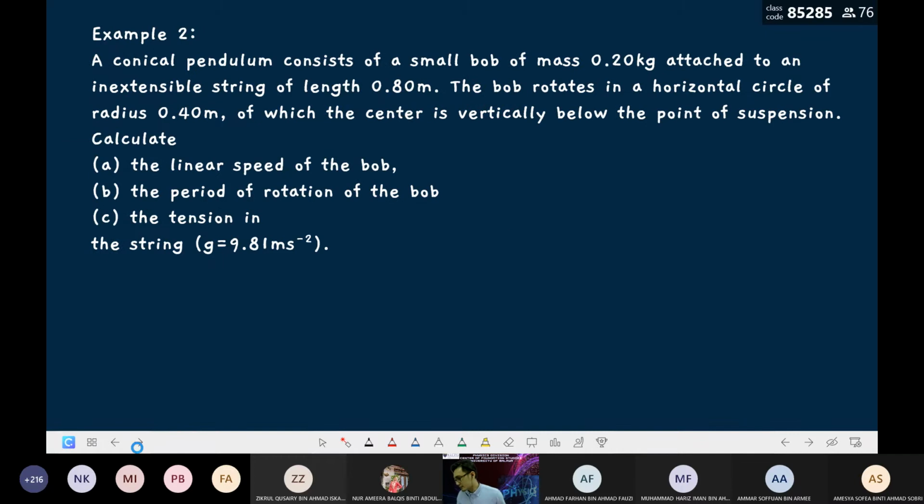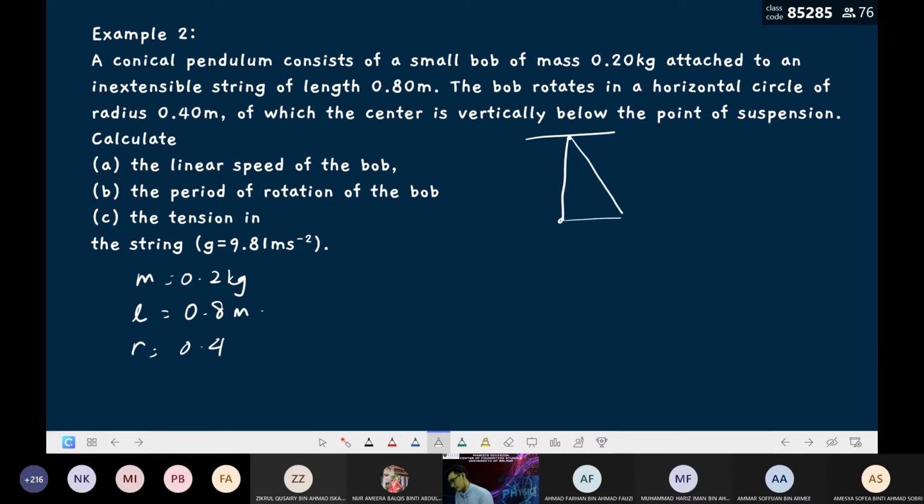A conical pendulum consists of a small block of mass 0.2 kg attached to an inextensible string of length 0.8 meter. The block rotates in a horizontal circle of radius 0.4, of which the center is vertically below the point of suspension. It has the suspension here at the ceiling, and the radius, the center is here. Calculate the linear speed. So what does linear speed mean? Tangential velocity, right? Velocity. So we can use RG.